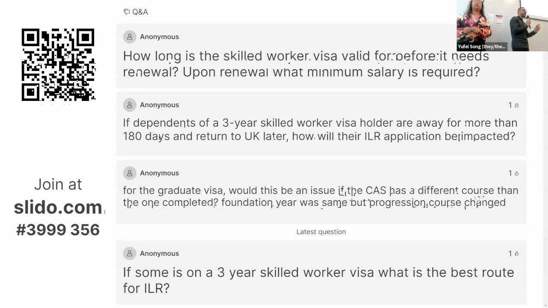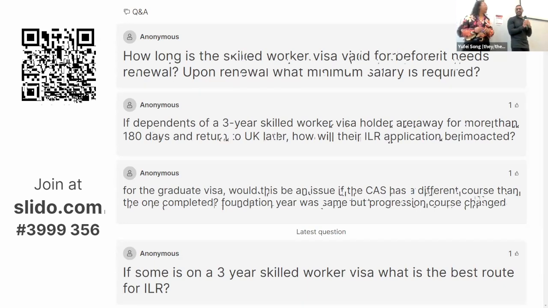Therefore, you will have to be paid the option A of at least 38,700 or the going rate for the role. Okay, so once your new entrant provision finishes after either 2 years or 4 years, then you have to be paid the highest salary. So hopefully that's clear. Yeah, thank you for that.